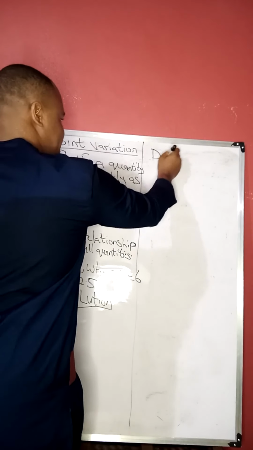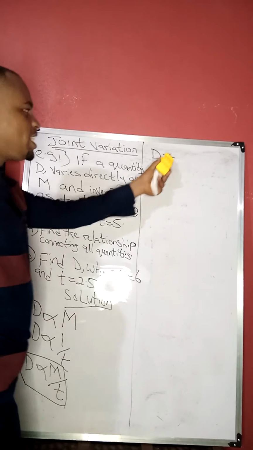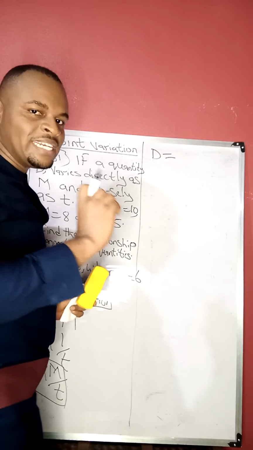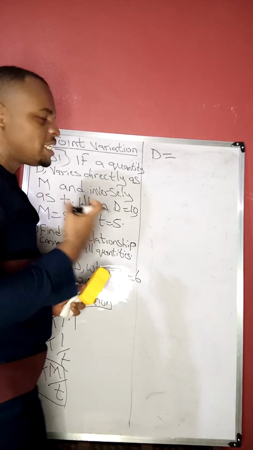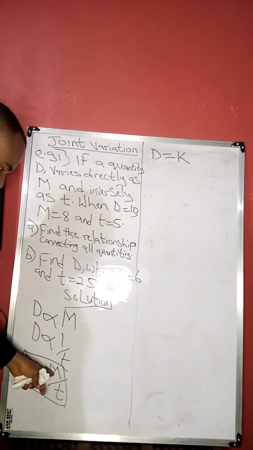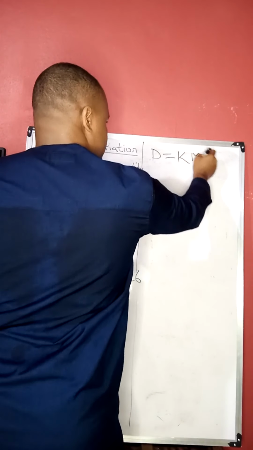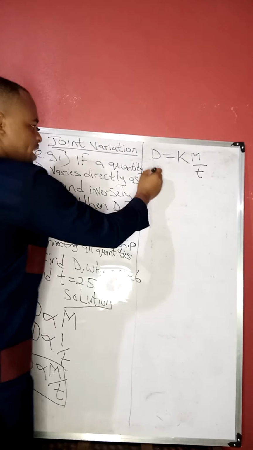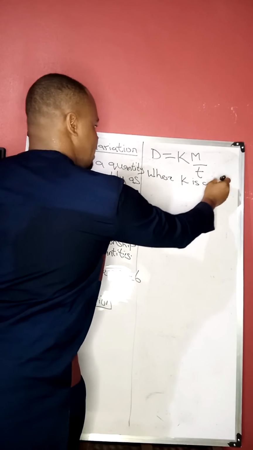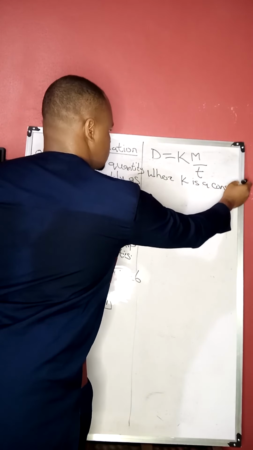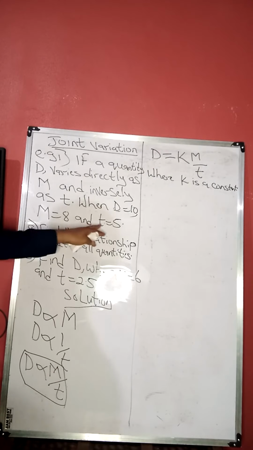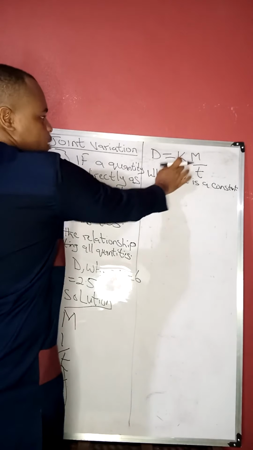Alright, let's continue here. The next thing to do is take away your variation sign and introduce the equality and your constant. Your constant can be any variable you want, but you must define it. Now I like using K as my constant, so I'll introduce my constant K. Then I'll write my M over T, where K is a constant. Alright, now I've defined that. Now they gave me values for D, M, and T, so I'll introduce them into this equation.